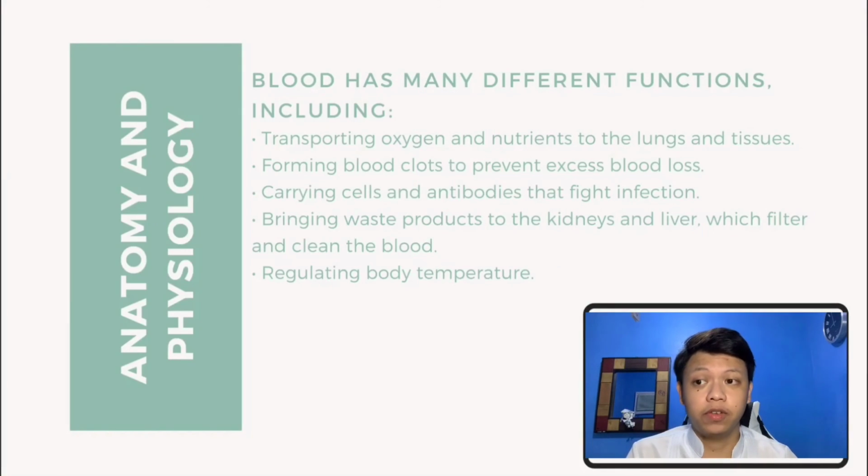The anatomy and physiology. Blood is a specialized body fluid. It has four main components, which are the plasma, RBC, WBC, and the platelets. And blood has many different functions. Number one is to transport oxygen and nutrients to the lungs and tissues. Number two is to form blood clots to prevent excess blood loss. Third is to carry cells and antibodies that fight the infection. Next is bringing waste products to the kidneys and liver, which filter and clean the blood. And lastly, it regulates the body temperature.